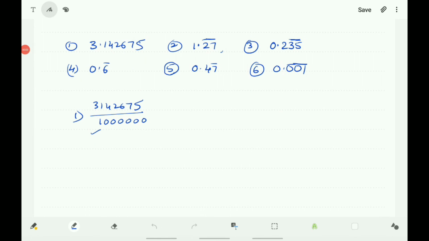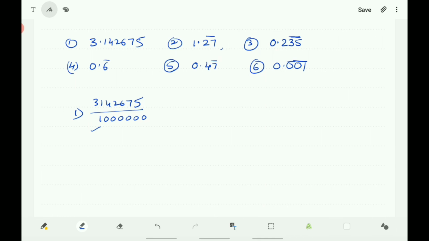See the second one. The rational number is 1.27, which is a recurring decimal expansion. Here the 2 digits are repeating, 2 and 7, and you take x = 1.27 and after that the digits 2 and 7 must be transferred to the integral part by multiplying both the sides by 100. And by taking first and second equation, you find the P by Q form of 1.27.